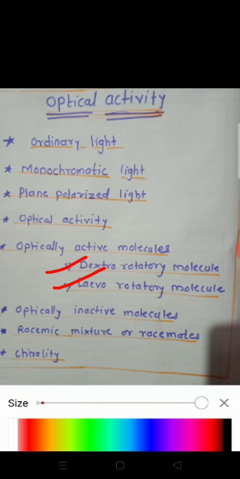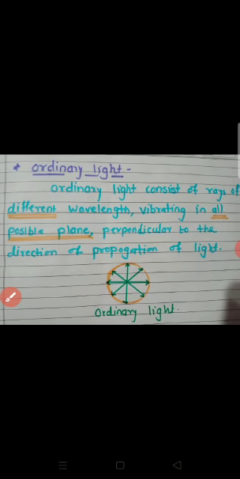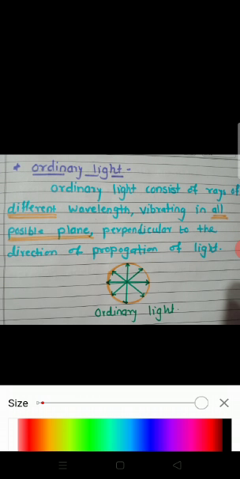So let's begin with ordinary light. What is mean by ordinary light? We know that ordinary light means the light consists of rays of different wavelength. Light which consists of rays of different wavelength vibrating in all possible plane.